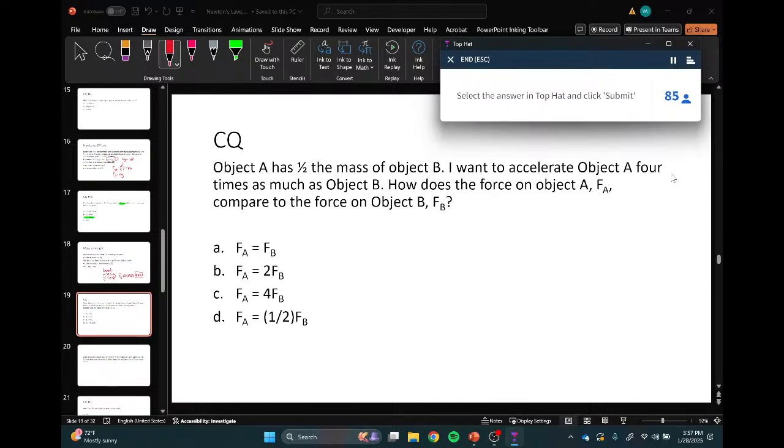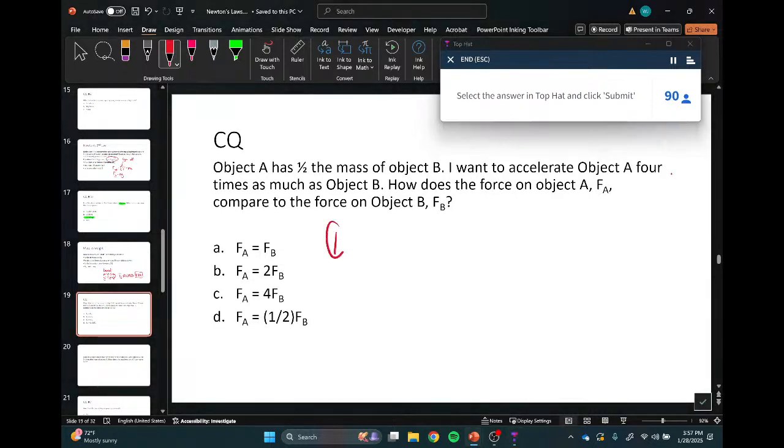All right, so again, I'm going to leave it open so you can still answer it, change your answer, all that good stuff. So the way we're going to solve this is actually the way we solve kind of all our problems. We're going to write down our givens.